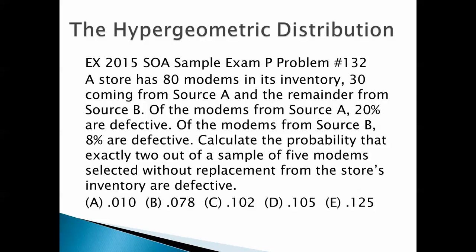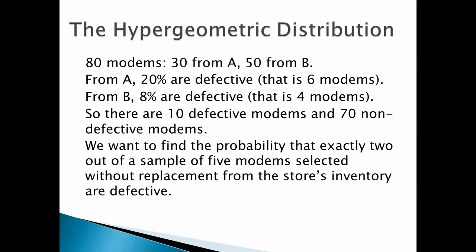So here's the way we do this. We have 80 modems, 30 are from A, 50 are from B. From A, 20% are defective. 20% of 30 is 6. And from B, 8% are defective. Well, 8% of 50 is 4. So there are 10 defective modems, 6 plus 4, and 70 non-defective modems. That's the rest of the 80 modems.